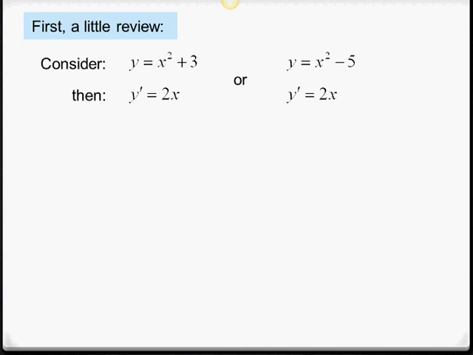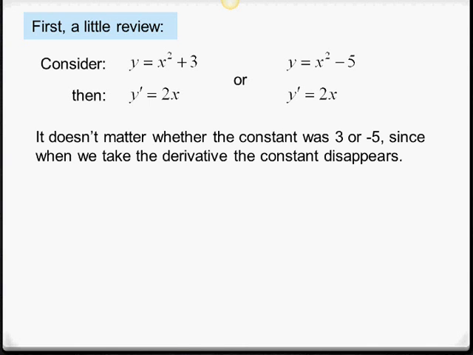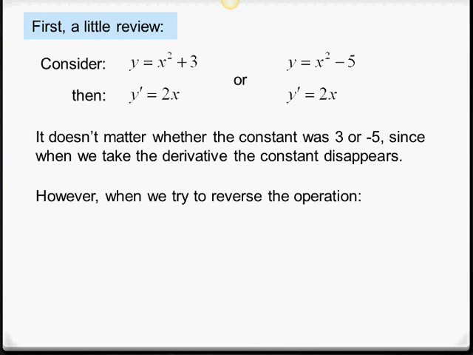Okay, so a little review. We're going to look at y equals x squared plus 3. We know that the derivative is 2x. If I gave you x squared minus 5, it also has a derivative of 2x. It doesn't really matter the 3 or the negative 5. They don't really affect anything because they are the constant. Derivatives of constants are 0.